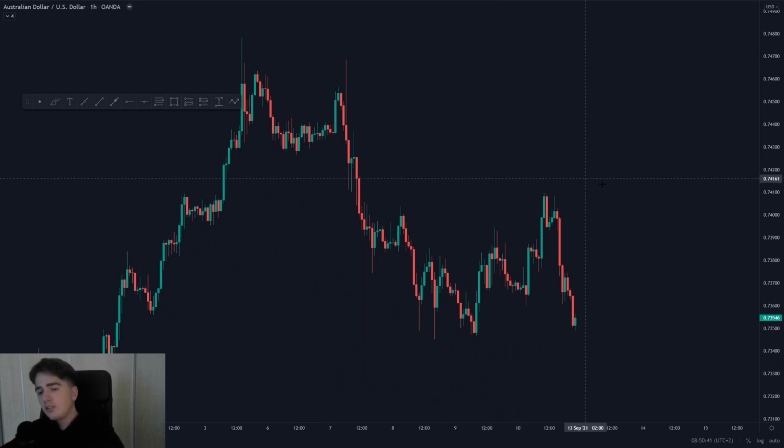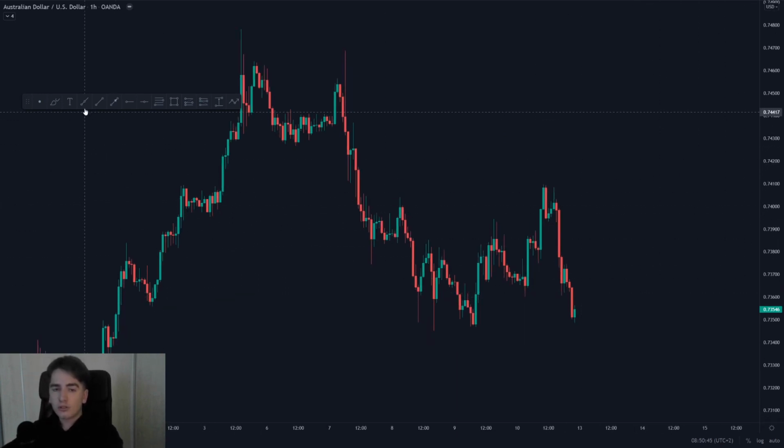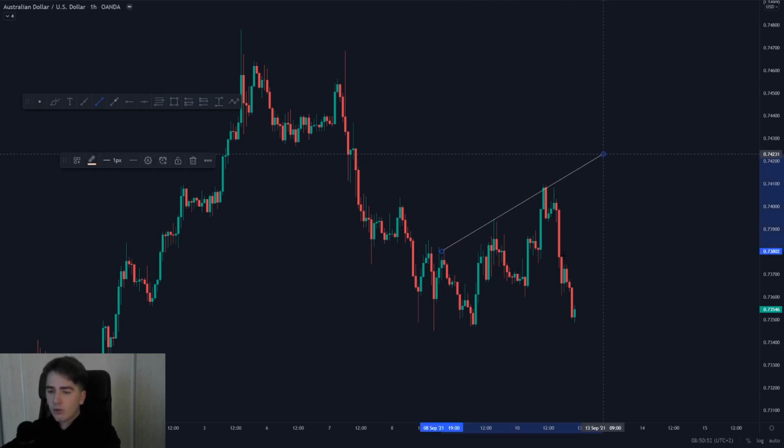So why do we need to use price patterns? Well, price patterns help you identify these kinds of stop hunts which retail traders get screwed by. An example of how you can identify a stop hunt on price patterns is, for instance, this ascending channel.